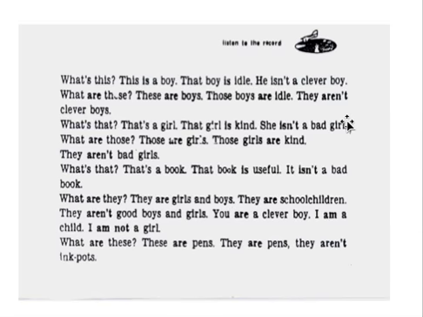Okay? What's this? This is a boy. That boy is idle. He isn't a clever boy. What are these? These are boys. Those boys are idle. They aren't clever boys.